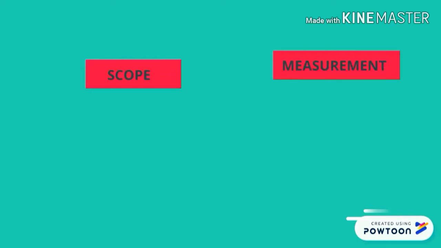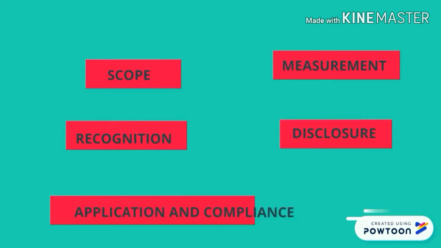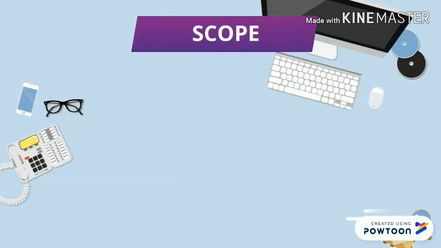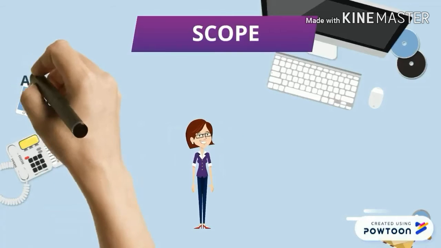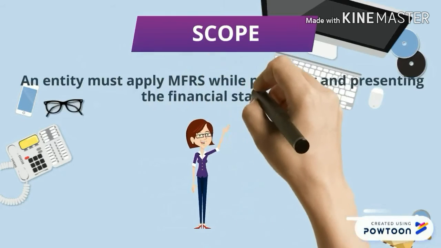So, this is what will be discussed in the MFRS 101 presentation of financial statement. First, scope. Second, measurement. Third, recognition. Fourth, disclosure. And last but not least, the application and compliance of MFRS 101. For the scope of MFRS 101, an entity must apply MFRS while preparing and presenting the financial statement.